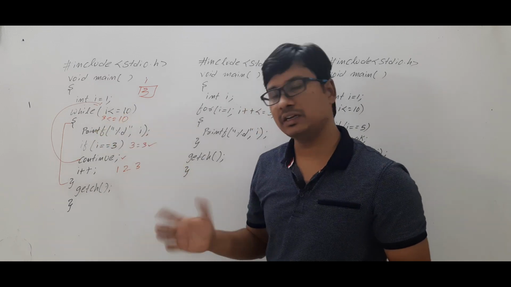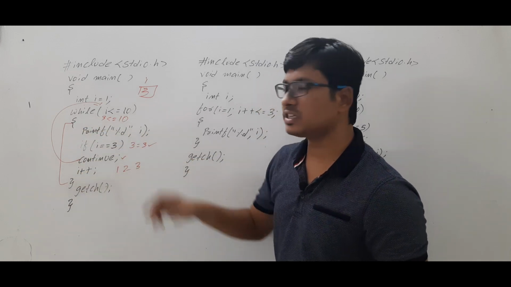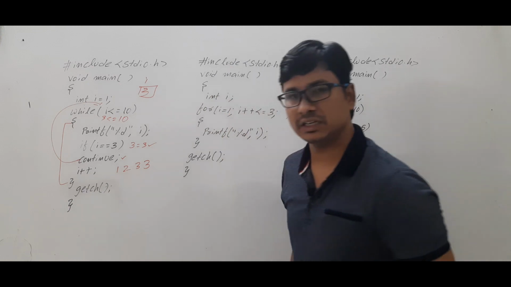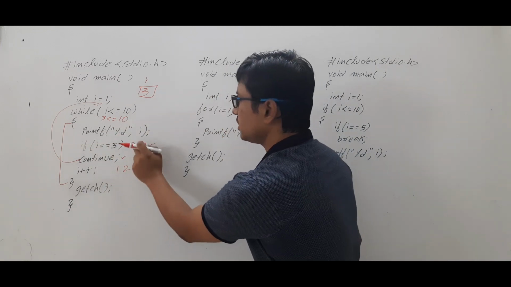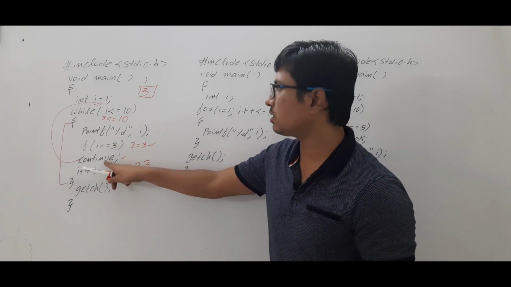3 is less than 10. Condition is satisfied. Then you will execute the statements. First statement is printf i value. So again you will print the i value, which is 3. Okay. Now again the i value is 3. 3 is equal to 3. Again this if condition is satisfied, so you will execute the statement called continue.